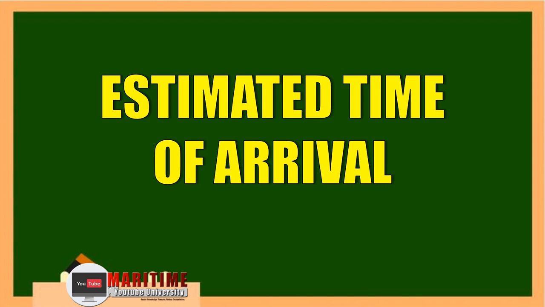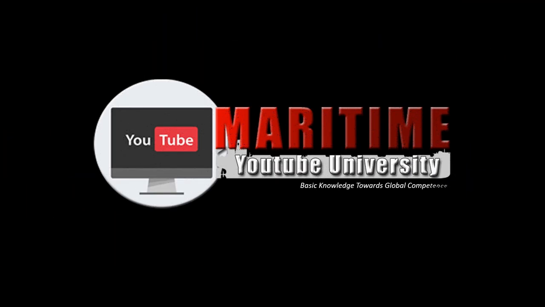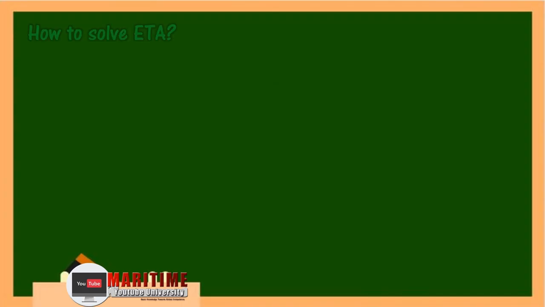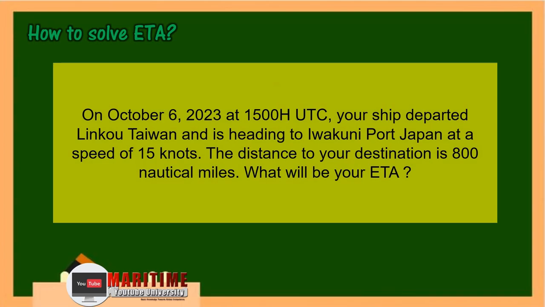In this video, we will discuss how to solve the estimated time of arrival, or ETA. On October 6, 2023, at 1500 hours UTC, your ship departed Linkou, Taiwan, and is heading to Iwakuni Port, Japan, at a speed of 15 knots. The distance to your destination is 800 nautical miles. What will be your ETA?